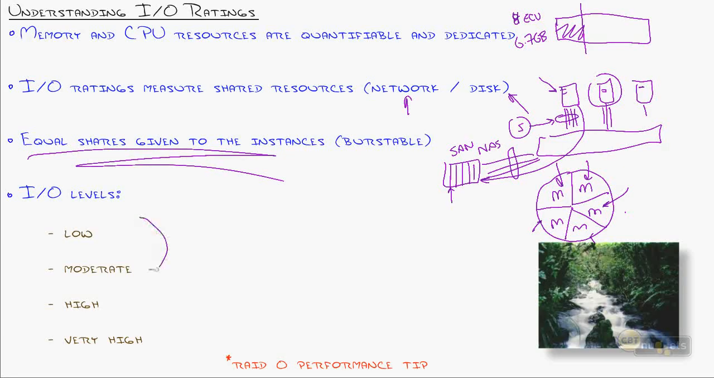So when you're looking at I/O, really, it's in terms of low, moderate, high, and very high. And I would say most people, this is for the clusters.